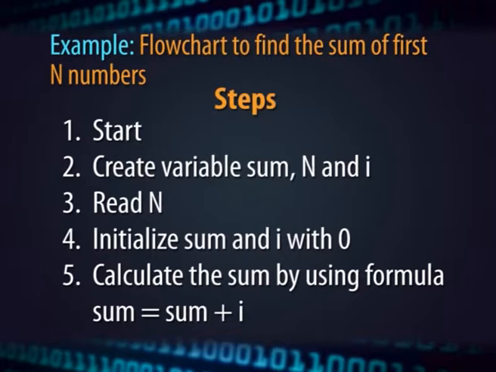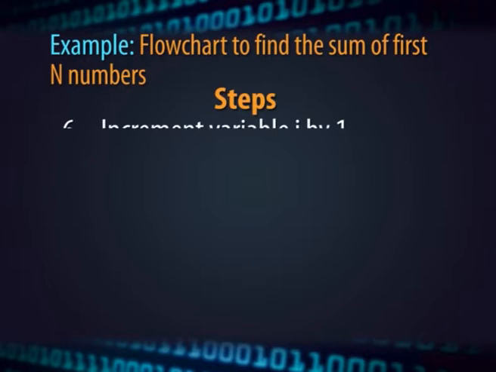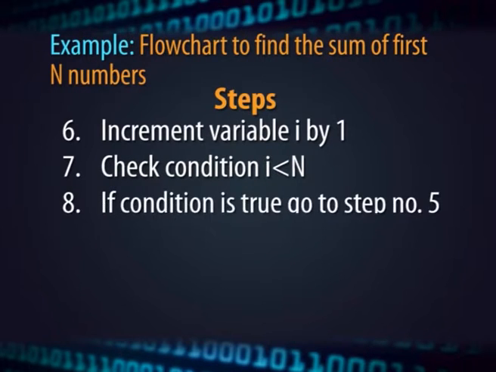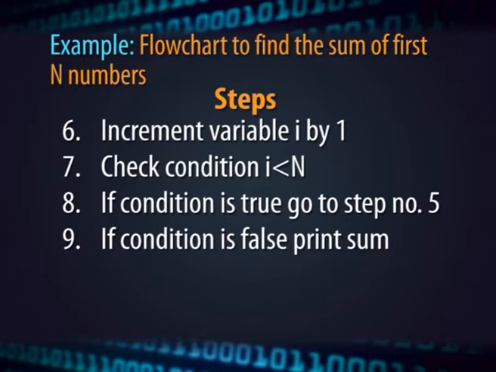5. Calculate the sum by using the formula sum equals sum plus I, 6. Increment variable I by 1, 7. Check the condition I is less than n. If the condition is true, go to step 5. If the condition is false, print sum. 10. Stop. In the same way, we can define a while loop and a do while loop.